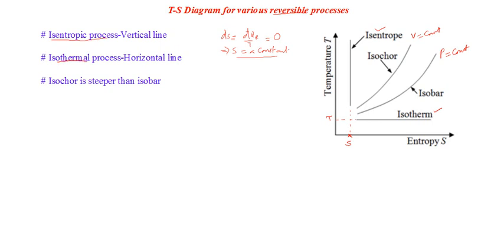Now their roles have changed. Now their curves, their slopes, are to be compared. One point to be noticed is that in TS diagrams, the isochores will be steeper than the isobars for the same system. Now, how do we conclude that an isochore is steeper than an isobar? Let's try to compare it.